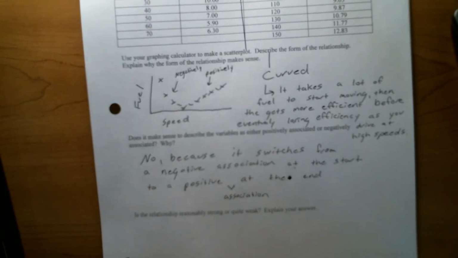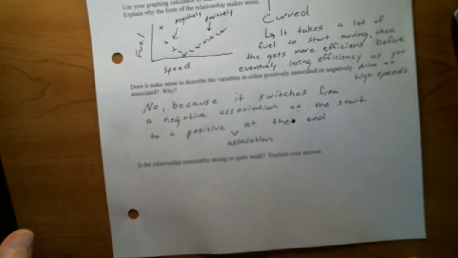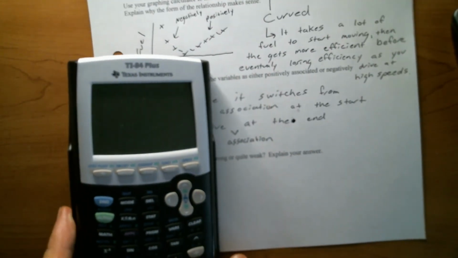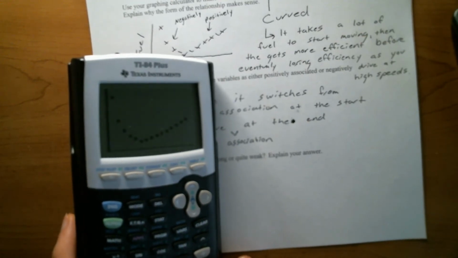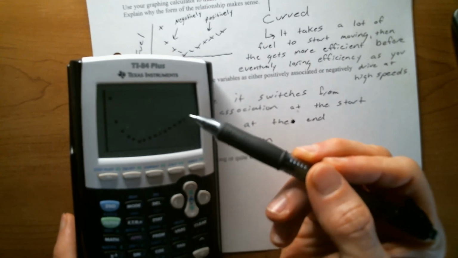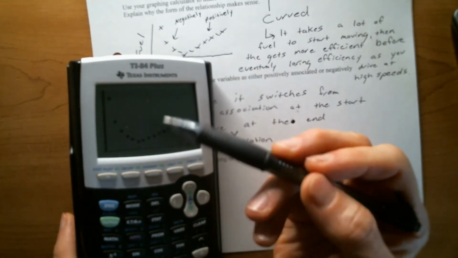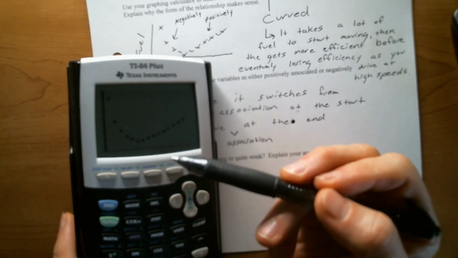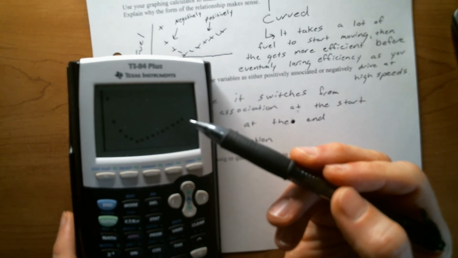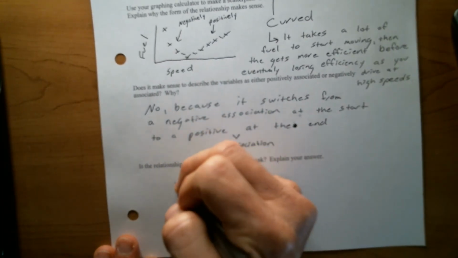Now, is the relationship reasonably strong or weak? Explain your answer. So it's not a linear relationship, but it's clearly a very strong relationship, all right? This is following a very clear and established pattern here, right? It's not like the points are scattered all over the place and some are up and some are down. So it's a very strong relationship. It just doesn't happen to be a linear relationship, all right?